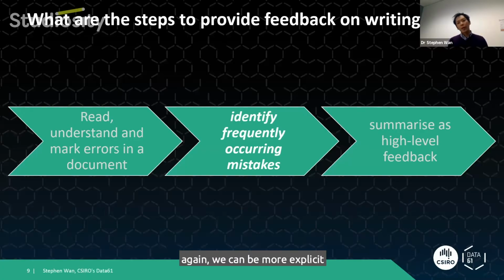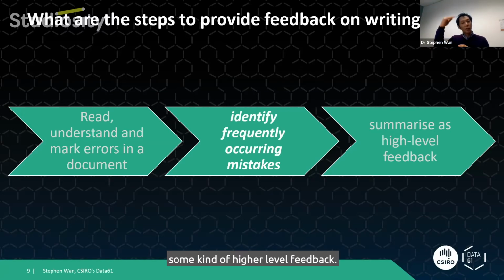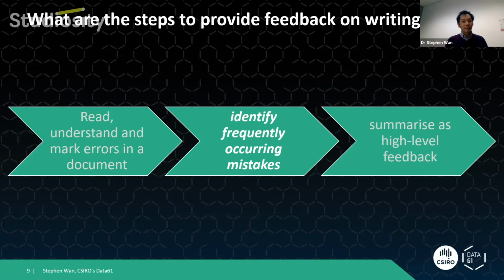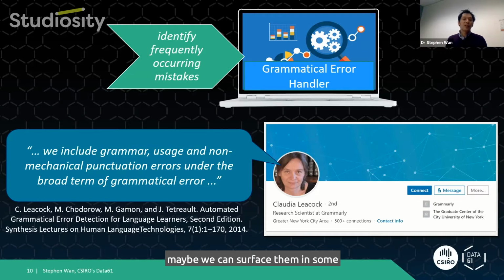So if we revisit our workflow again, we can be more explicit about these steps, adding an extra one in the middle there to identify the frequently occurring mistakes. Without this, we can't really abstract away from the individual errors to form some kind of higher-level feedback. So where can technology help? Well, to help with identifying those frequently occurring mistakes, maybe we can surface them in some form to the tutor. And this puts us on a path where we want to consider some kind of automation to handle grammatical errors.